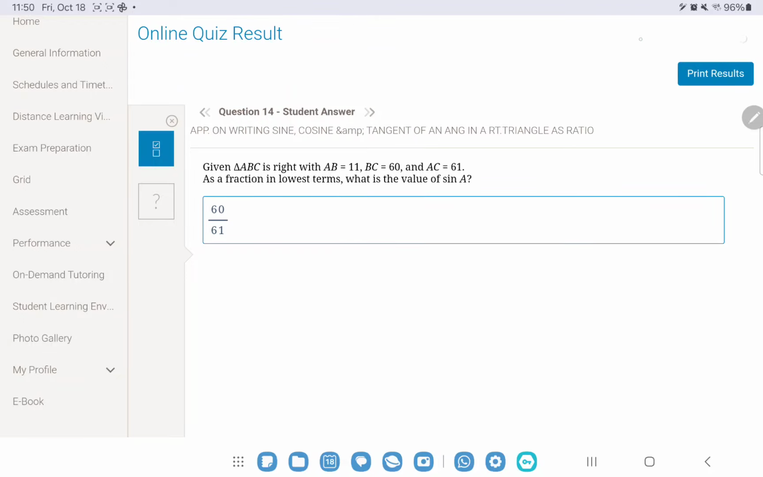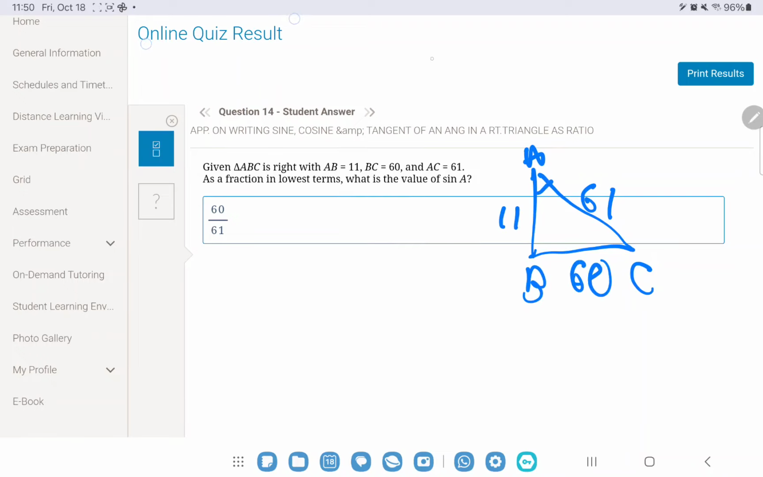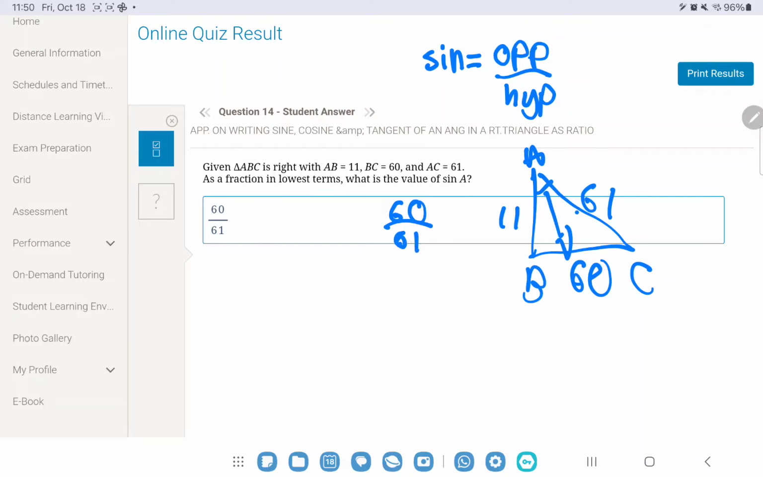Now let's move on to the next question, which is drawing the exact same triangle. This time they want sine A. So A, B, C, 61, 11, 60. So sine is equal to opposite over hypotenuse. So opposite is 60, hypotenuse is 61. So 60 over 61. By the way, if we had anything simplifying, don't forget to simplify. It can really change your mark a lot if you forget to simplify, because all these questions are fractions. So please don't forget to simplify. So this is 60 over 61.